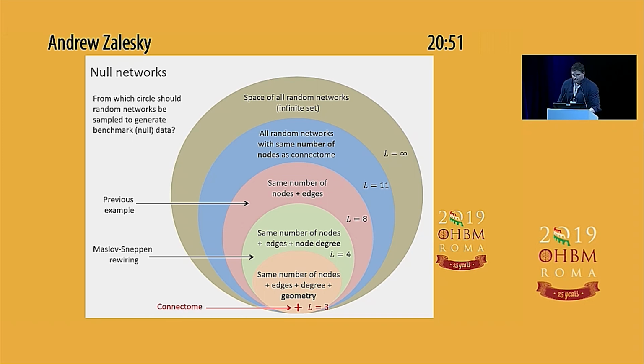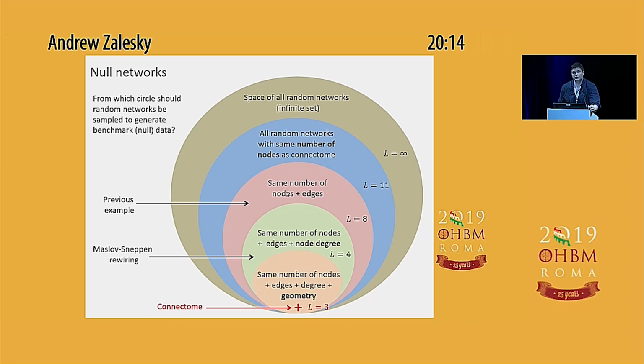So what I've shown here is the space of possible null networks or possible reference networks that you can use to benchmark. In the outermost circle, I've considered all possible networks. So arbitrary number of nodes, arbitrary connection density. This is probably not a very useful null model. It's not sufficiently constrained. So then we can say, well, what about we match our null network to the number of nodes in our real connectome? So we only sample our null networks from those networks that have the same number of nodes as our empirical connectome. That's generated here with the blue.